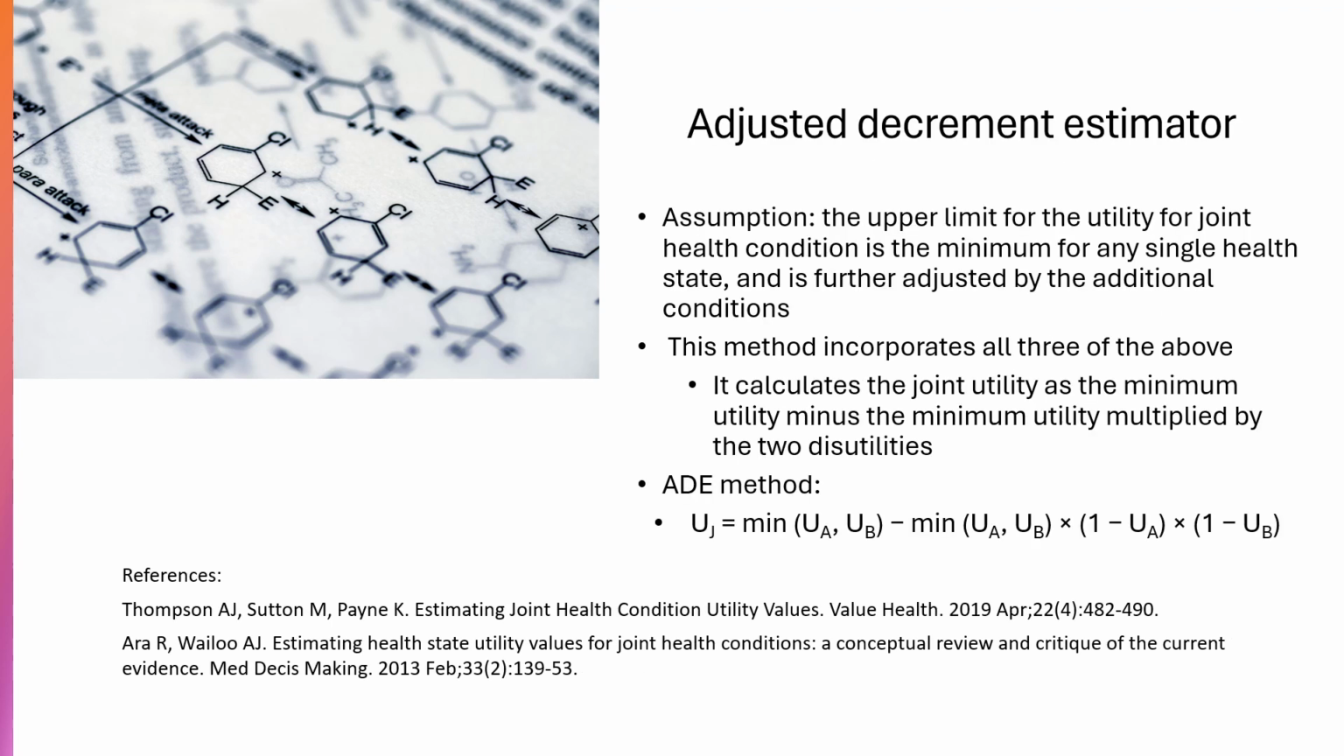Adjusted decrement estimator assumes that the upper limit for the utility for joint health condition is the minimum for any single health state, and is further adjusted by the disutility of the additional conditions. This method incorporates all three methods of the above. It calculates the joint utility as the minimum utility, minus the minimum utility multiplied by the two disutilities.